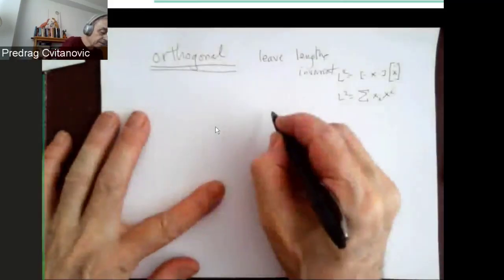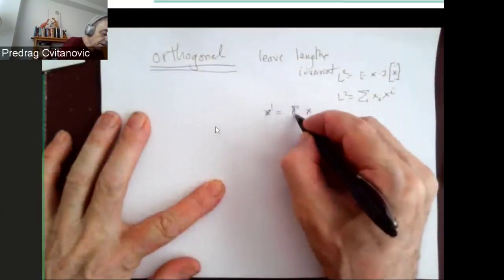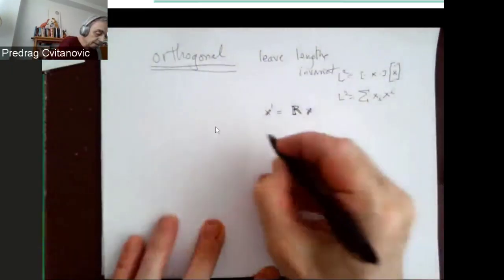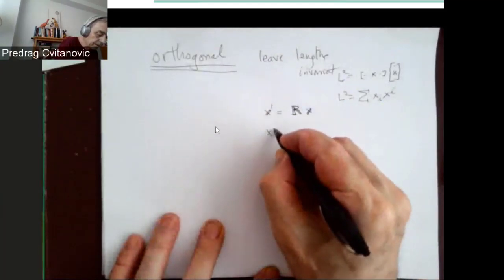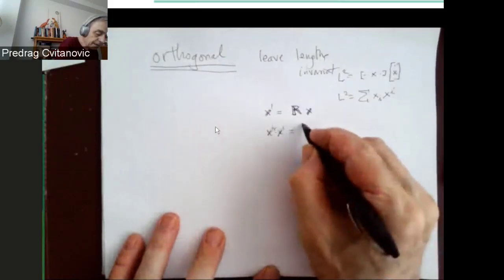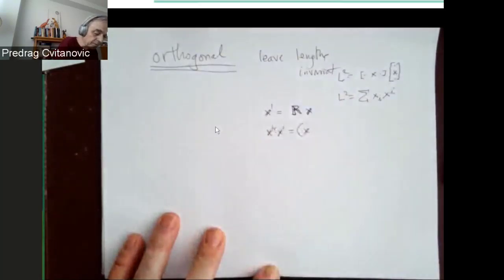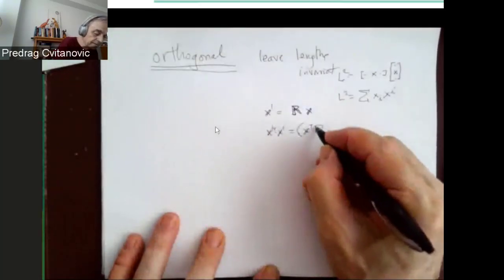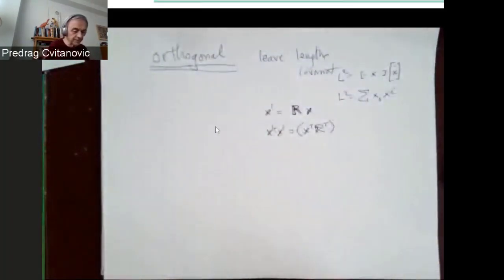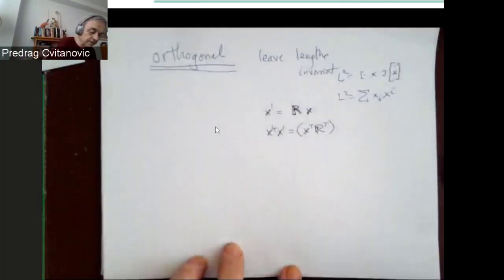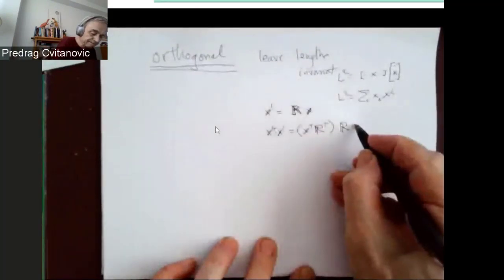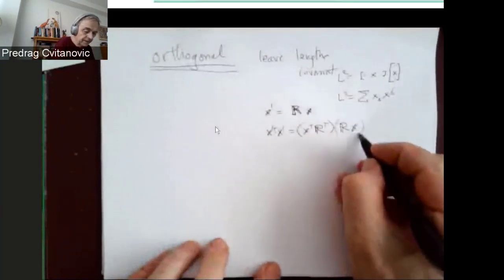So I say, let me look at x rotated by a matrix R. Now if it's the same pen, I must have that x transpose x equals x prime transpose x prime, the new guy, which is x transpose R transpose, because when you take a vector and a matrix, or two matrices, you get them transposed in the opposite order, times the original guy rotated. So that's what the new length is.